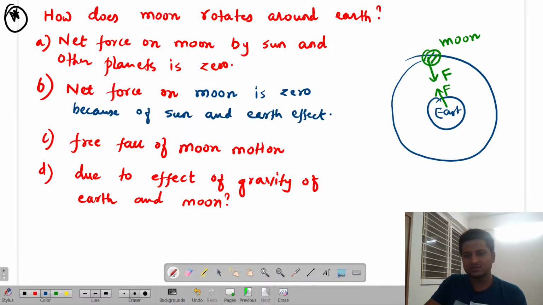It's this moon, as due to the force of gravity, tries to fall on Earth. What it is doing? Fall on Earth. Are you able to get me or not?